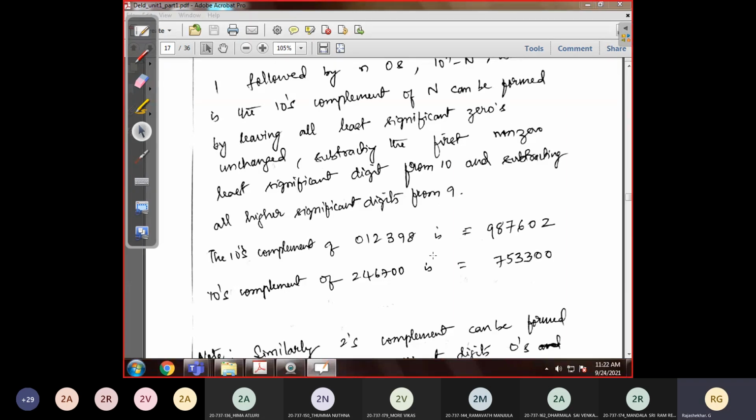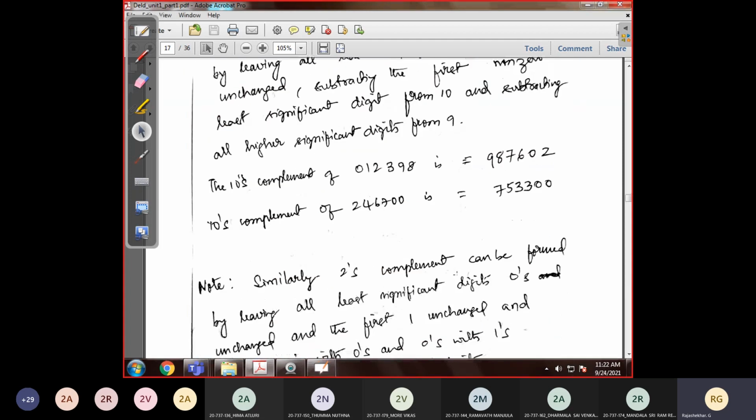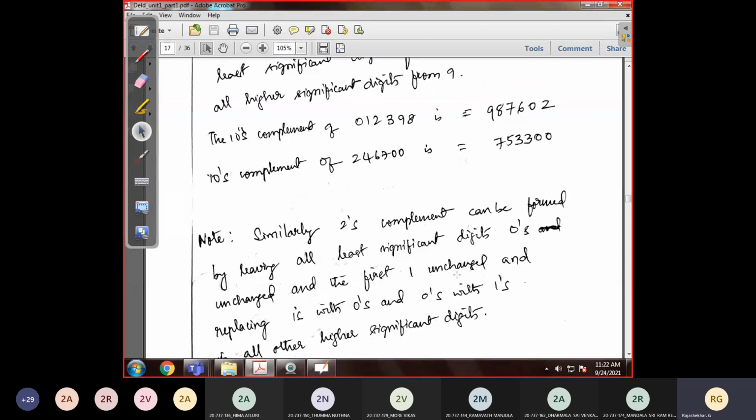Similarly, you can write a procedure for getting the 2's complement of a binary number as well. Let us see some examples for that. Same approach: leave all the least significant digits unchanged. If there are zeros there, those should be kept as they are. And the first one should be kept unchanged as well. Remaining all digits, you have to interchange.